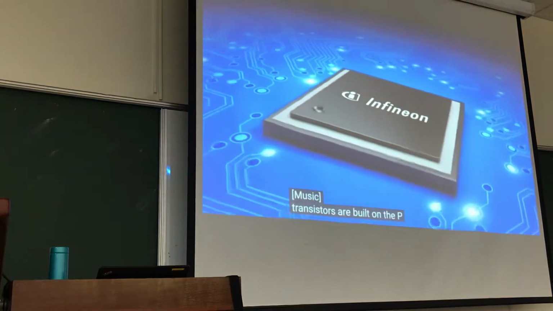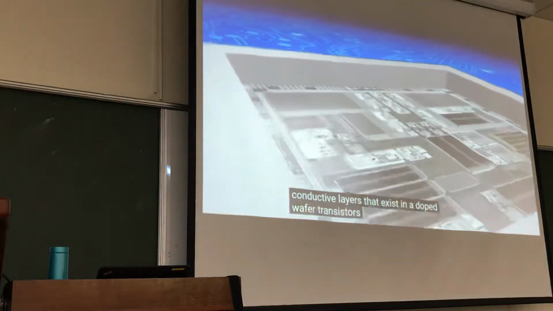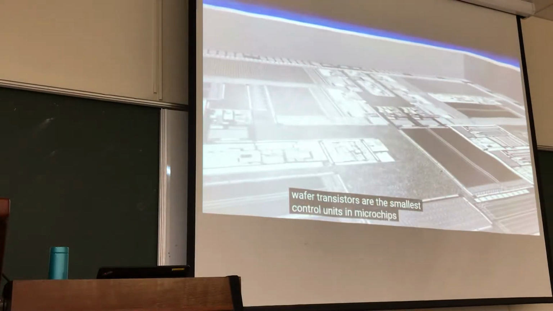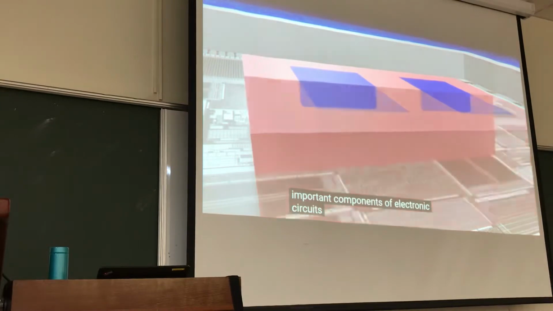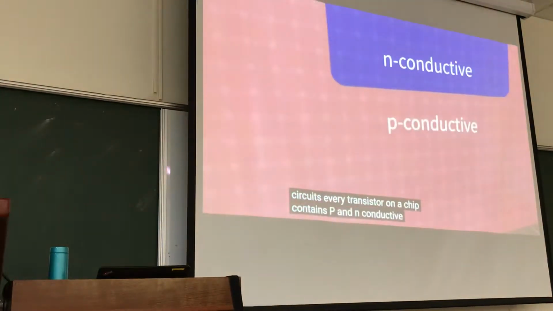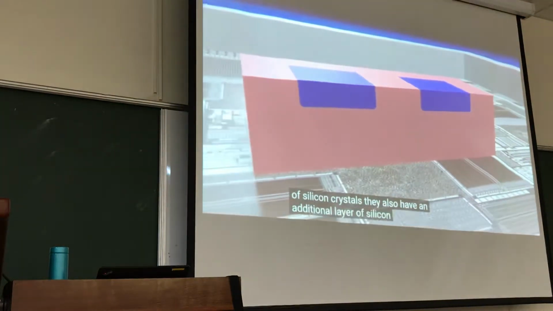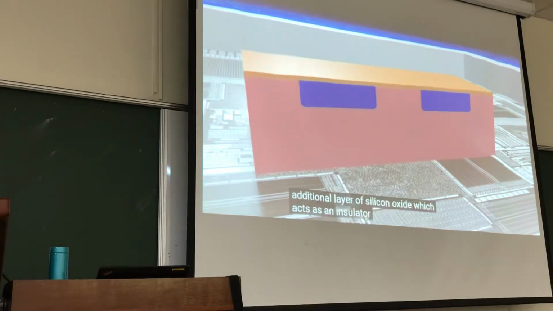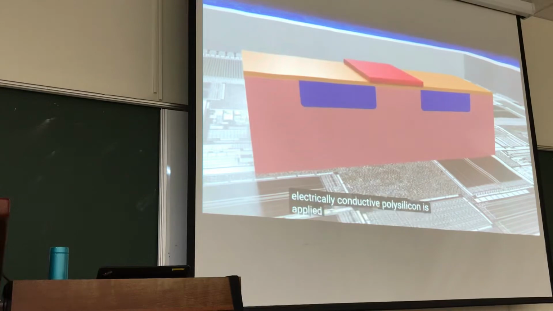Transistors are built on the P and N conductive layers that exist in a doped wafer. Transistors are the smallest control units in microchips. Their job is to control electric voltages and currents, and they are by far the most important components of electronic circuits. Every transistor on a chip contains P and N conductive layers made of silicon crystals. They also have an additional layer of silicon oxide, which acts as an insulator. A layer of electrically conductive polysilicon is applied on top of this.